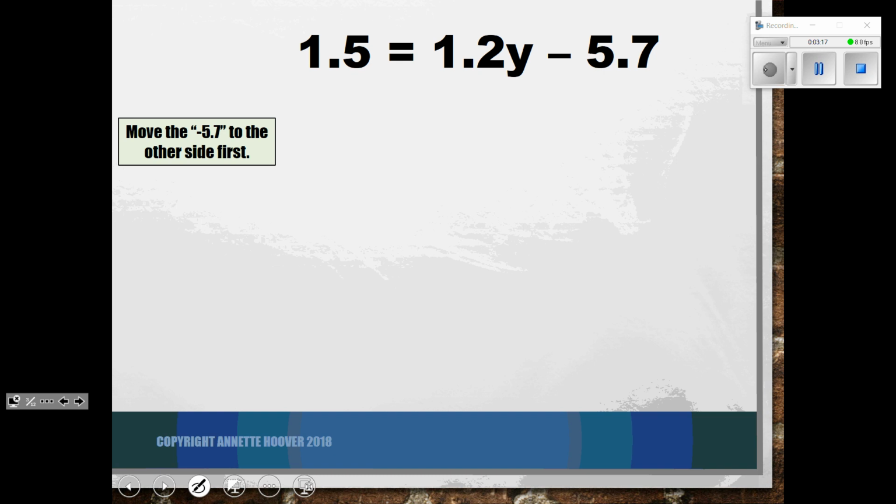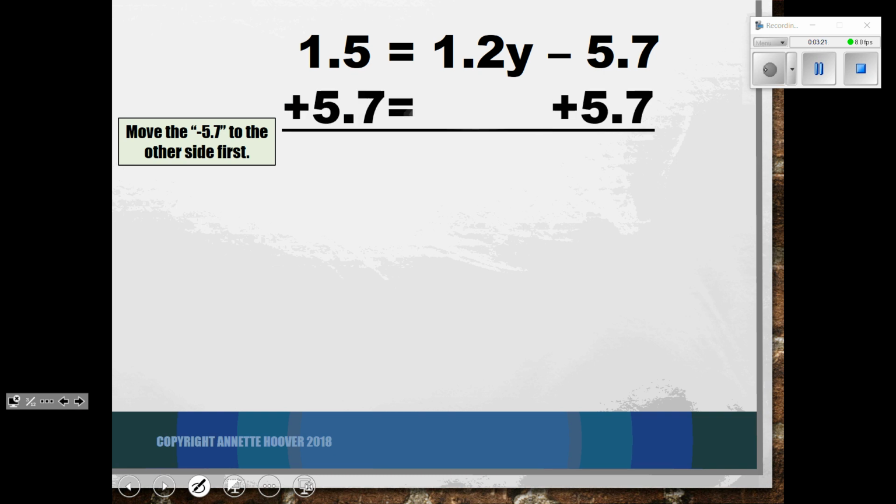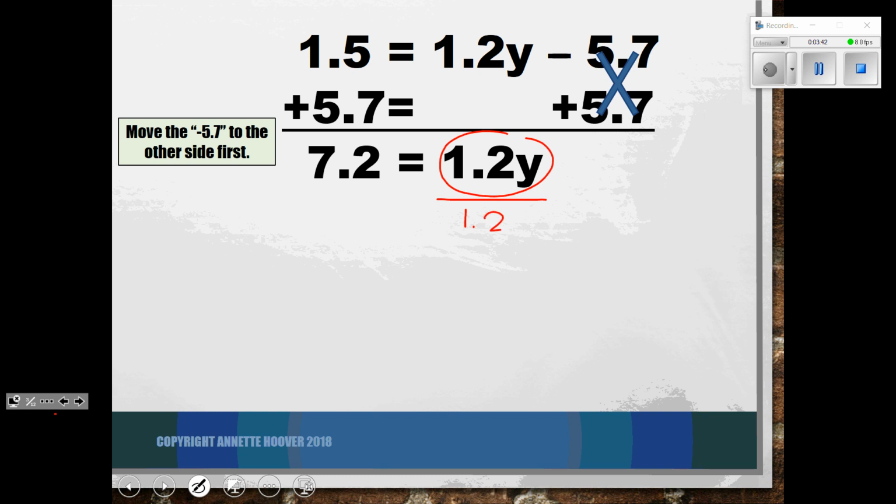So in order to move it to the left side of the equation, we have to do a +5.7 on both sides. That becomes 0. So on the left side, we have a 1 5/10 plus a 5 7/10. That is going to give us 7 2/10. On the right side of the equation, we still have a 1 2/10 times y. This is multiplication. The opposite of multiplication is division. So we're going to divide both sides by 1 2/10.